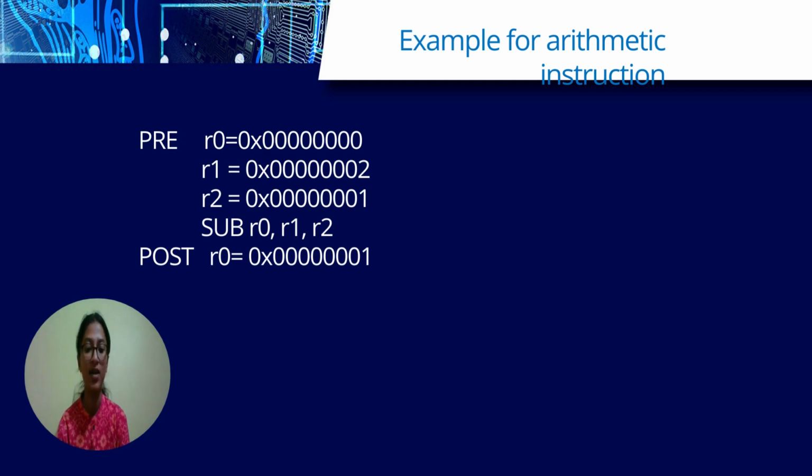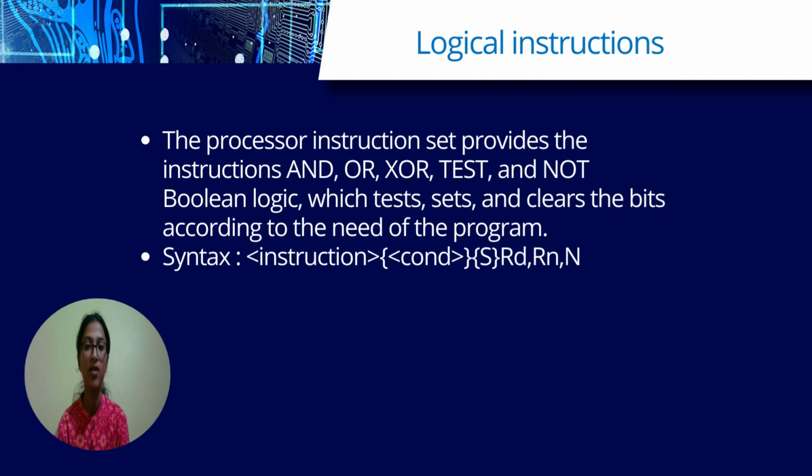And next we'll have another type, that is the logical instruction. The processor instruction set provides the instructions AND, OR, XOR, TEST and NOT Boolean logic, which test, set and clear the bits according to the need of the program. The syntax used for logical instructions contains the instruction, condition, a condition flag, Rd as the destination register, Rn, and N as the source register.